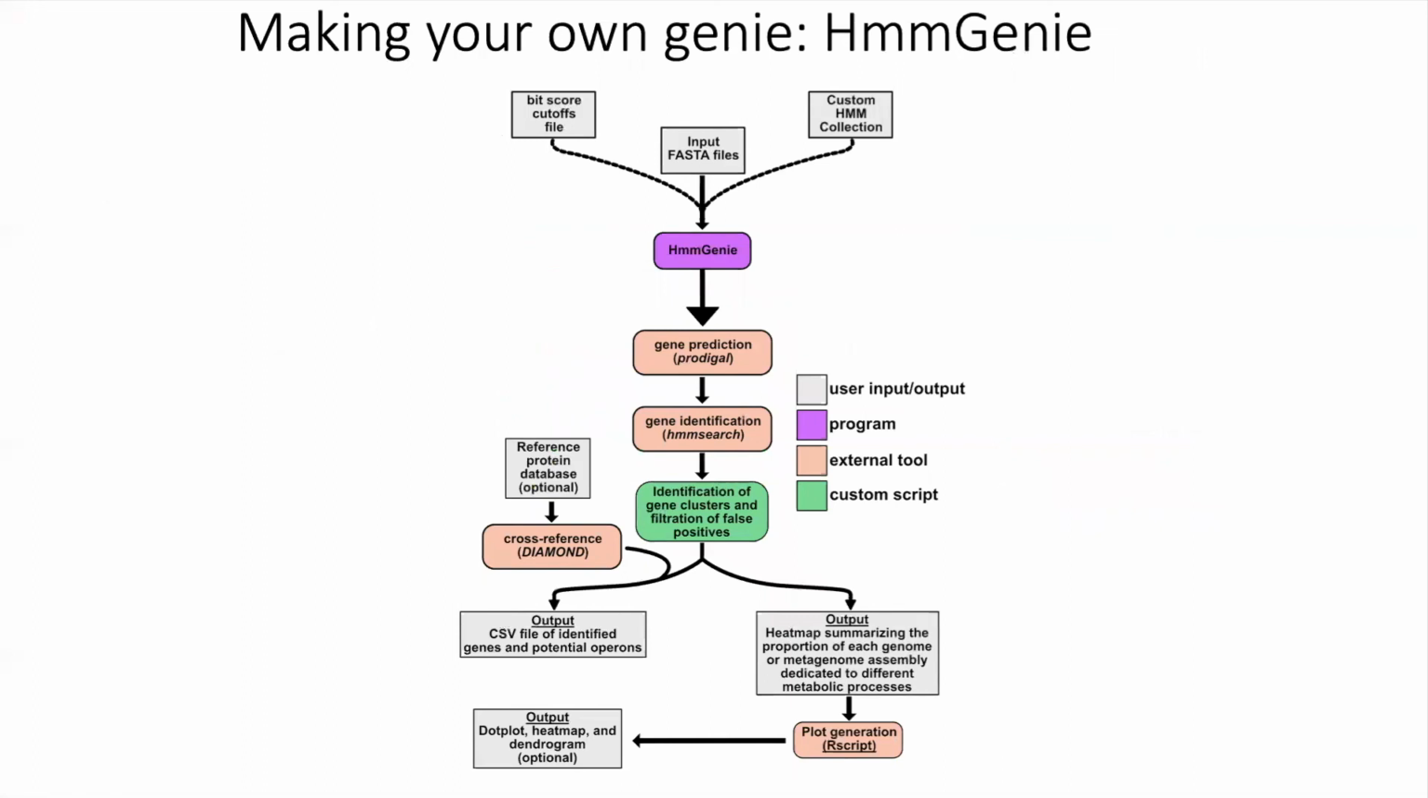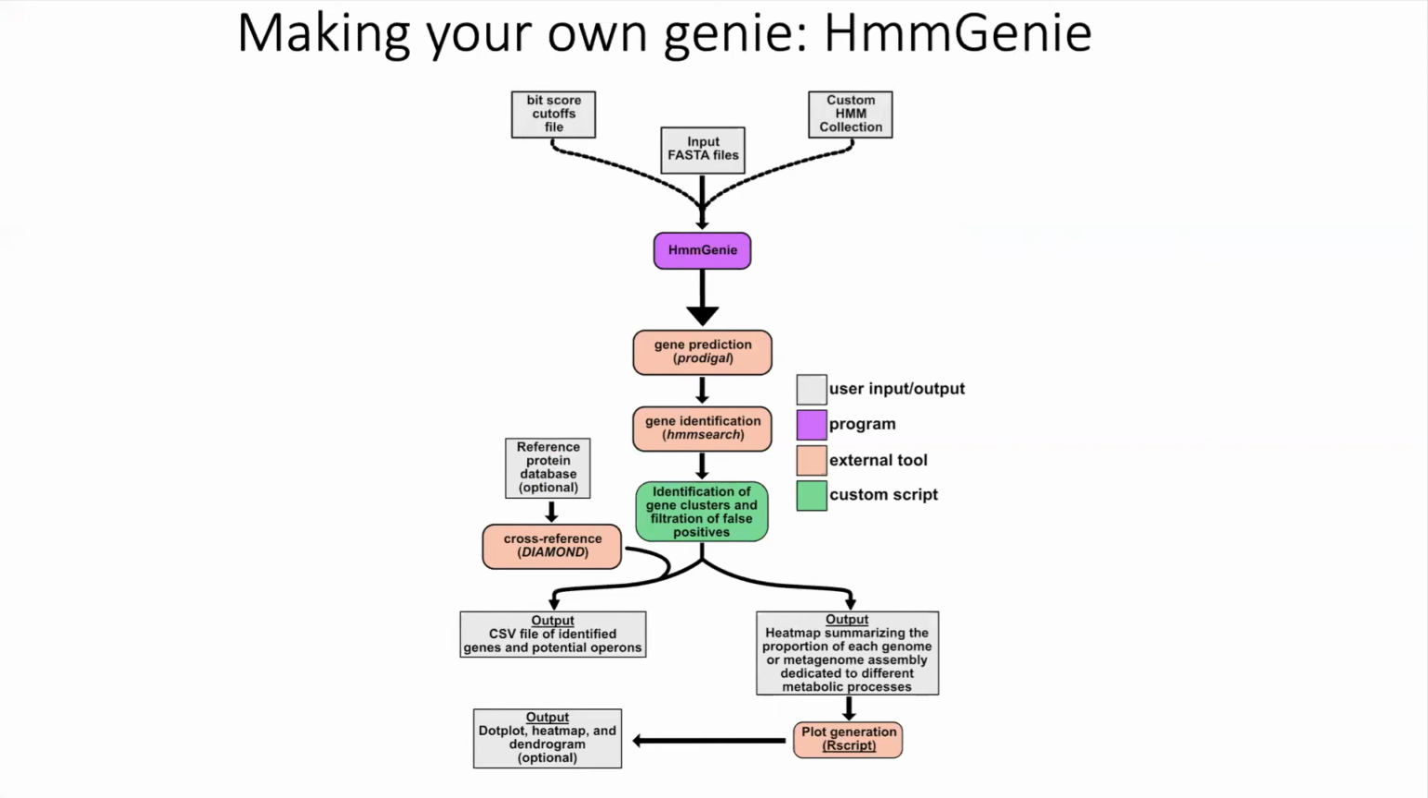The pipeline is exactly the same. It will take this collection of HMMs. You do have to put a little bit of work into putting together a bit score cutoffs file, which is optional. If you don't provide a bit score cutoffs file, then you have an option to set an e-value cutoff for all your HMMs, and it'll be used for all of them.